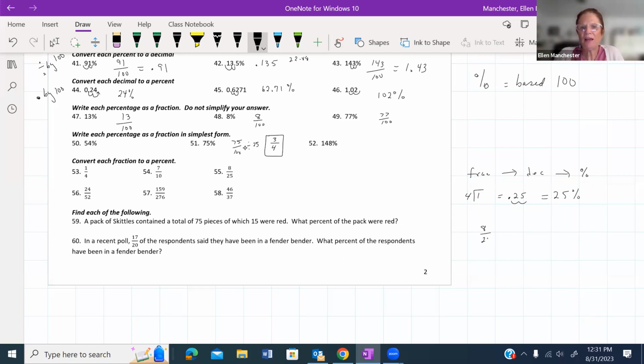Number 55, 8 out of 25. So I'm going to go ahead and use my calculator. 8 divided by 25 is 0.32. Move my decimal twice and I get 32%.